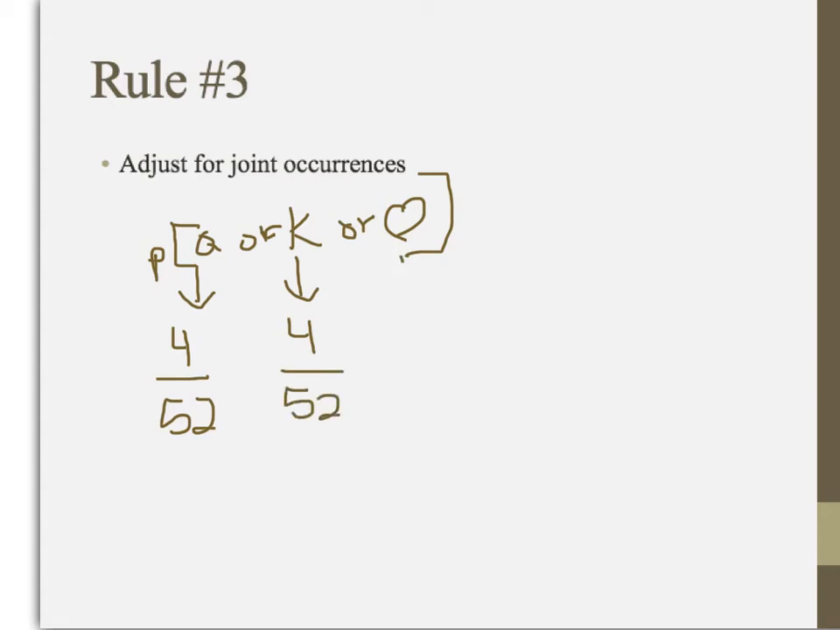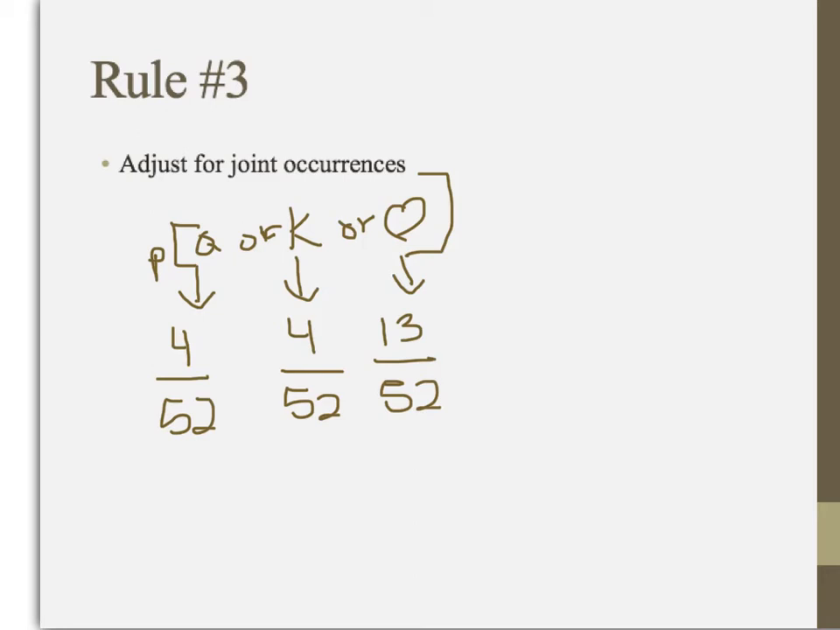And then when it comes to hearts, there are 13 hearts in a deck of 52 cards. So normally, because we have an "or" in between each of these ideas or each of these successes, we would put plus signs here, correct? But we need to account for joint occurrences because two of these 13 hearts are already accounted for here and here.